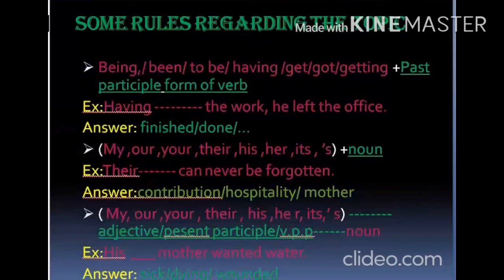Okay. But remember, if you find a gap between a possessive case and a noun, in that case use an adjective, present participle or verb past participle form to complete the gap. Here my example is: his blank mother wanted water. So the answer I can write here: his sick mother, his dying mother, his wounded mother. All three are correct.